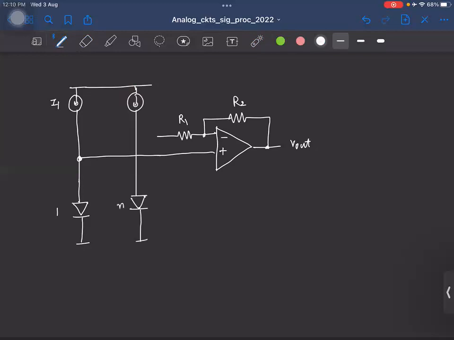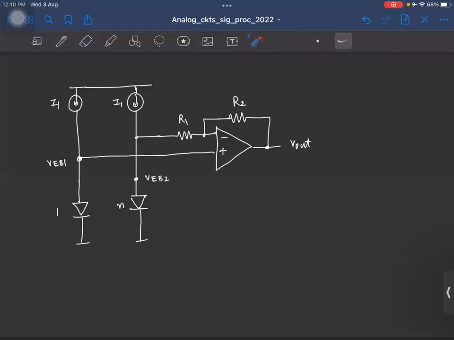N diodes. And this is the final circuit, right? And these two are the same currents. Okay. Now let me label these. This is VEB1. This is VEB2.